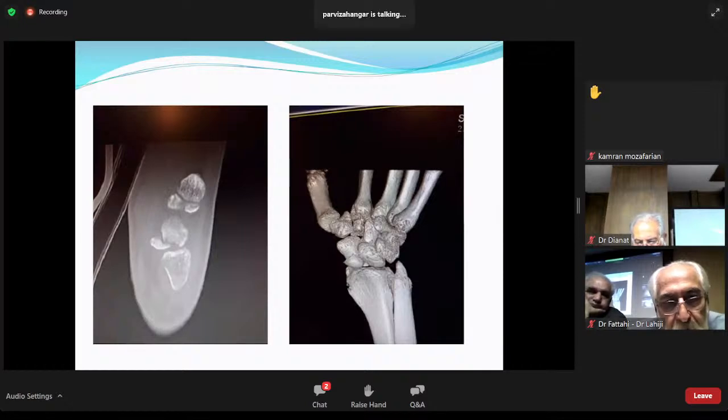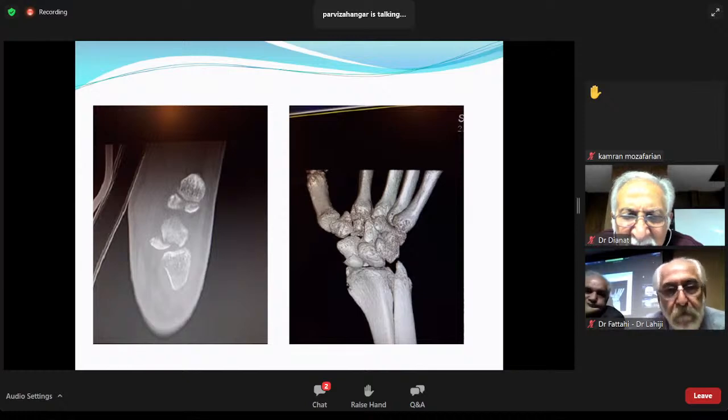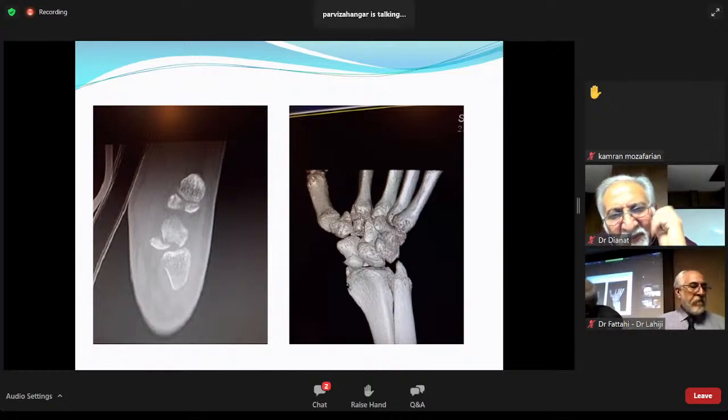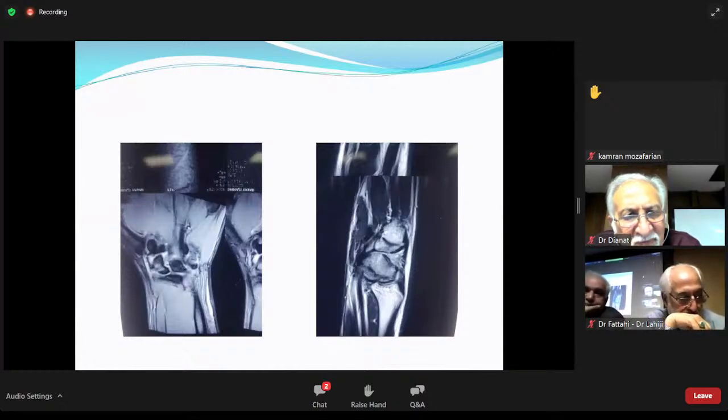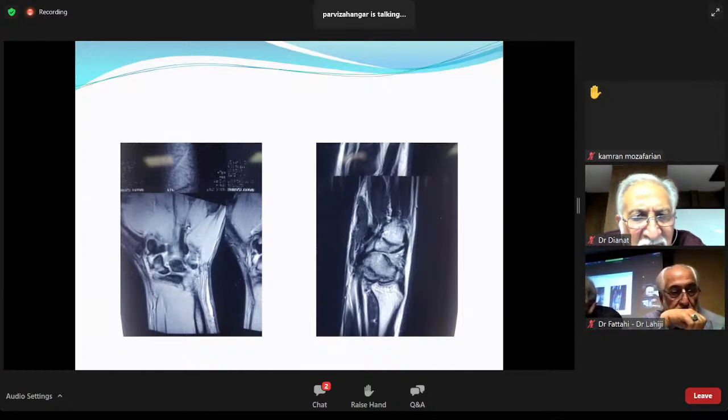And this is CT scan. This is a fragment. As you know, we talk about this patient in the Iranian Hand Association, and I used my mentors and the hand experts' opinions to treat the patient. Next, please. This is MRI. No significant dysvascularity I see in these images. Next, please.